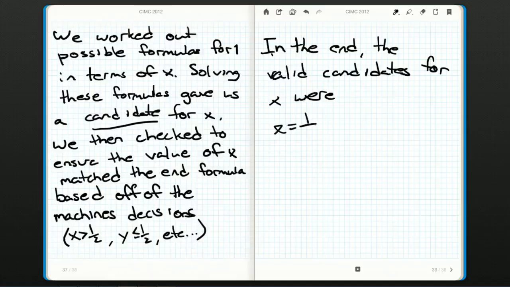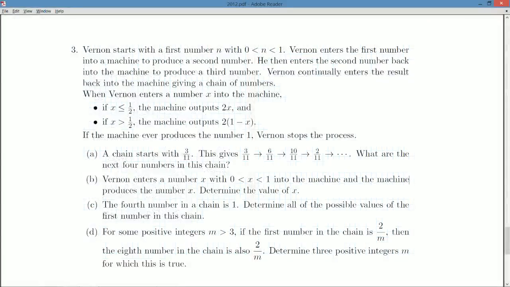So x equals 1/8, 3/8, 5/8, and 7/8. And the possible values of x, the first number, were exactly what we were asked to prove in this question. Okay, fourth number in a chain is 1. Determine all possible values of the first number in the chain.